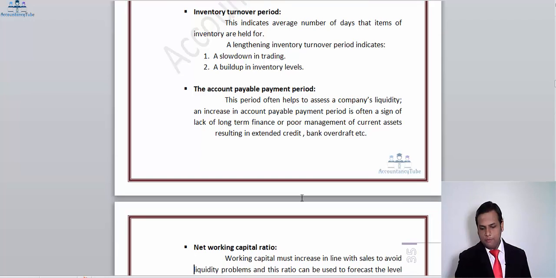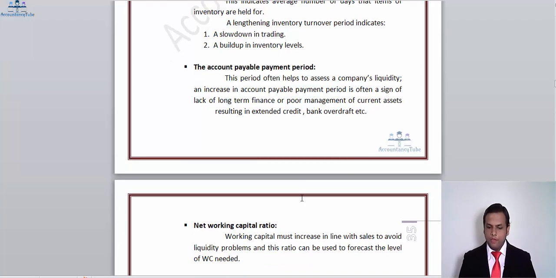Then we've got the accounts payables payment period. Just like the receivables days, it tells us the amount of time we took to pay back our suppliers on average. This period often helps to assess a company's liquidity. An increase in accounts payable payment period is often a sign of lack of long-term finance or poor management of current assets, resulting in extended credit, bank overdraft, etc.